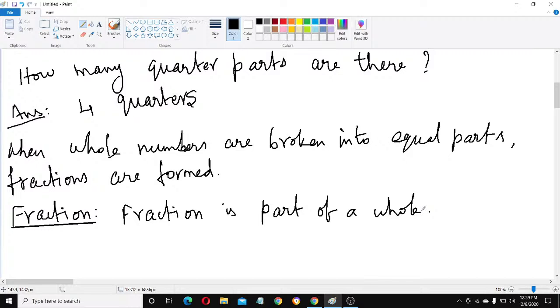So in the above figure, the rectangle is divided into two equal parts. So fractions are formed, 1 by 2, 1 by 2. Two halves make one full rectangle.